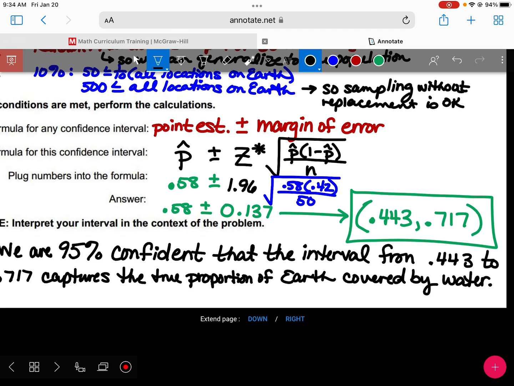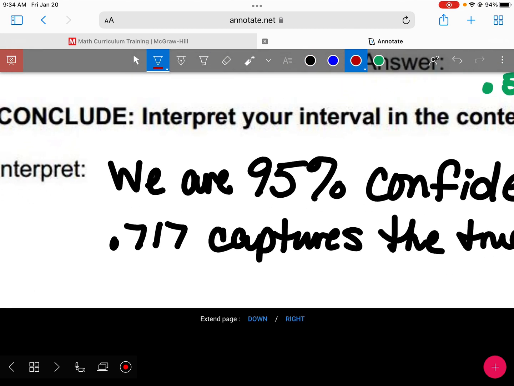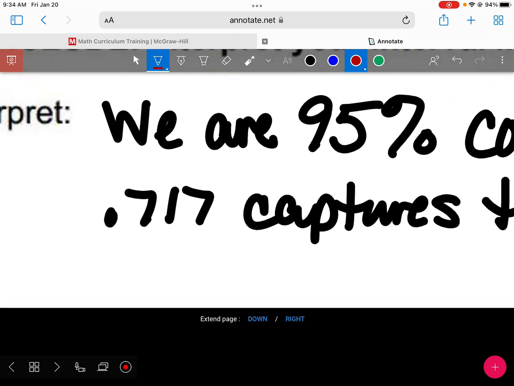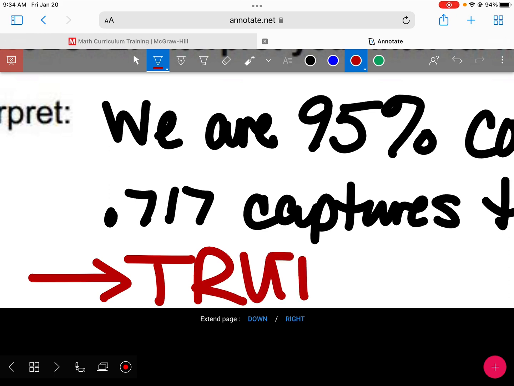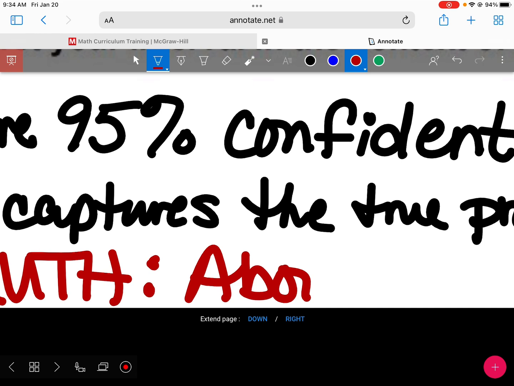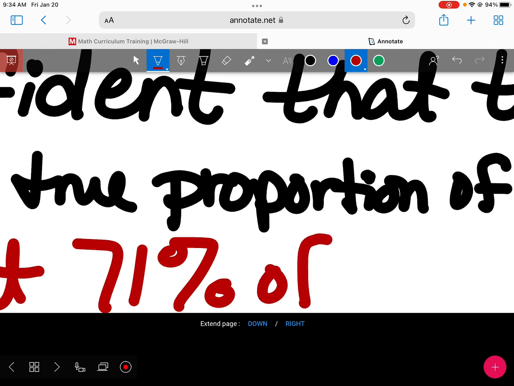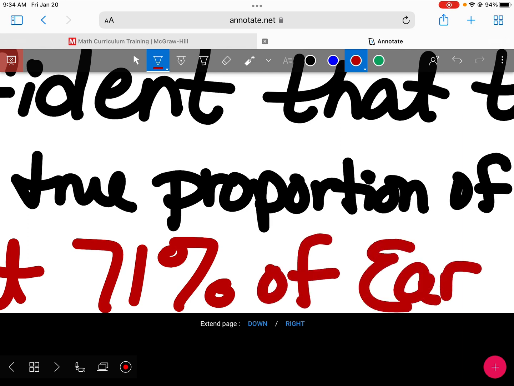Does anybody happen to know how much of the Earth is actually covered by water? So technically, it falls almost precisely at 71%. About 71%, which is just a little bit more than 2/3, about 71% of Earth is covered by water.